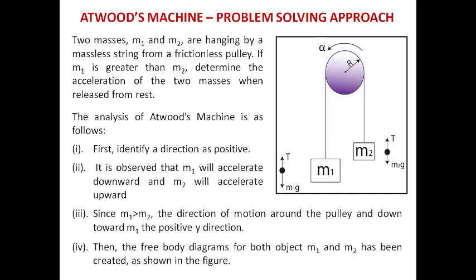As per the diagram given here, we notice that the mass M1 is higher and M2 is lower, which means that M1 will accelerate downward, whereas M2 will accelerate upward. So M1 is greater than M2, so the direction of motion around the pulley and down towards M1 is the positive y direction. Then the free body diagram for both objects M1 and M2 is created as shown in the figure. So this is a simple problem solving approach of Atwood's machine.